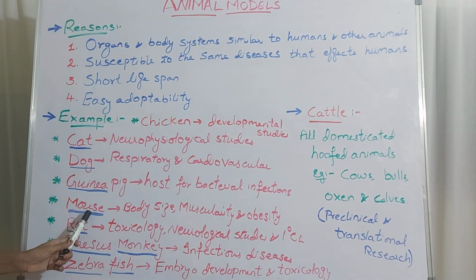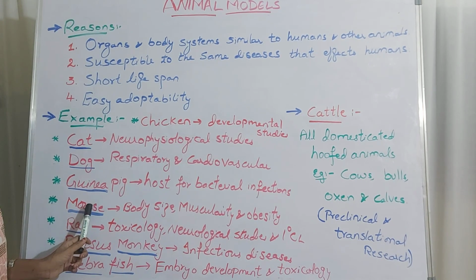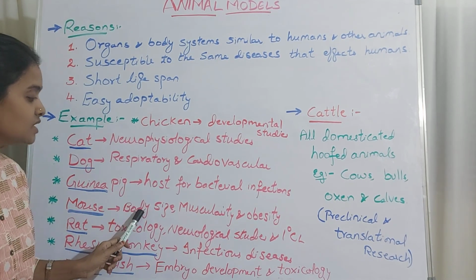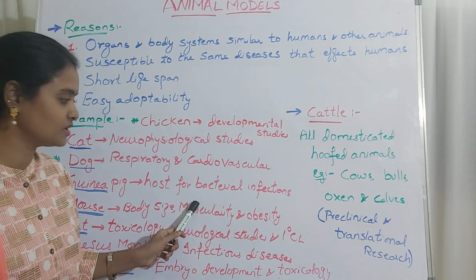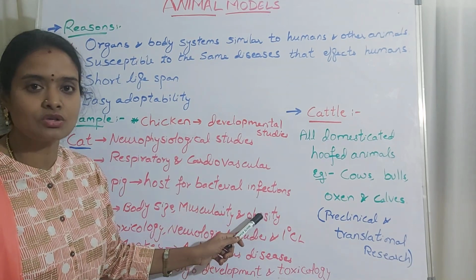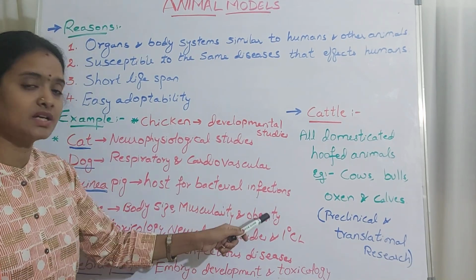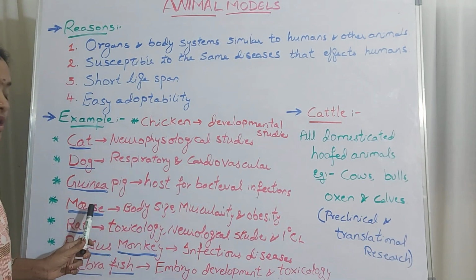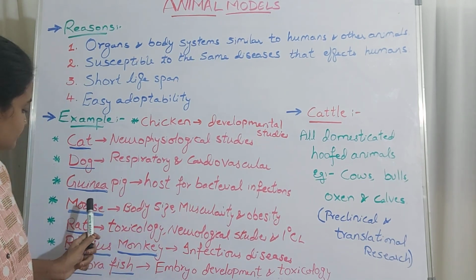Then next is the mouse. Mice are mostly used in clinical studies for the increase in body size, muscularity and obesity. So all these muscle related studies are done on the mouse based on its size.